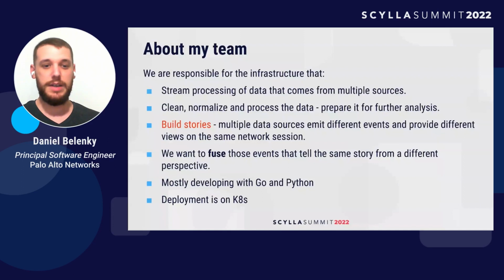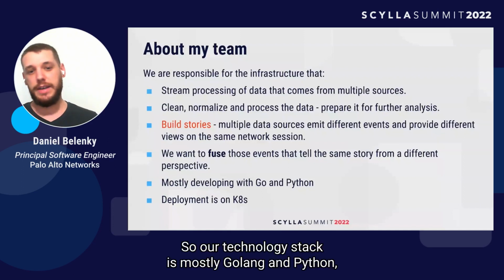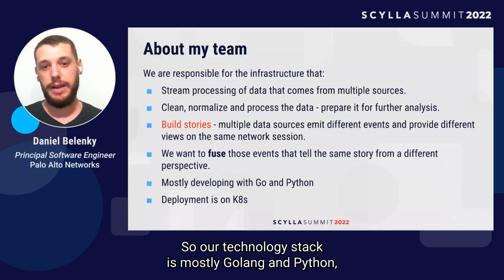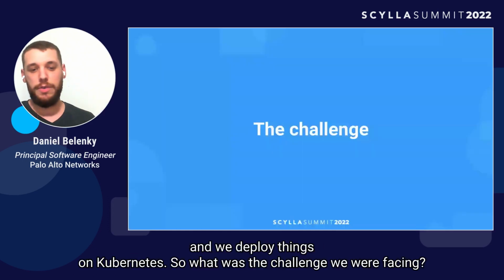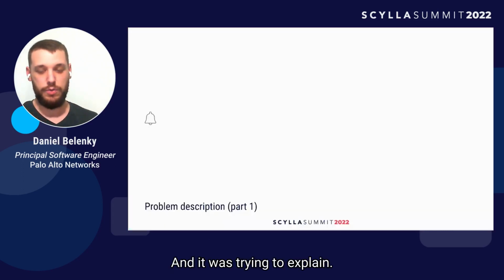It consists of important data from all of those smaller individual events that we've seen. Our technology stack is mostly Golang and Python, and we deploy things on Kubernetes. So what was the challenge that we were facing that I was trying to explain?